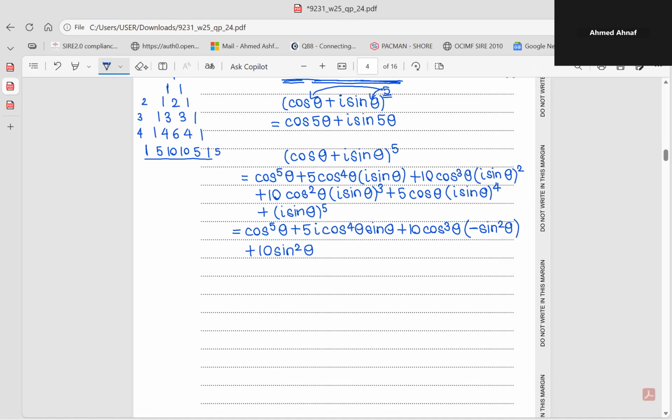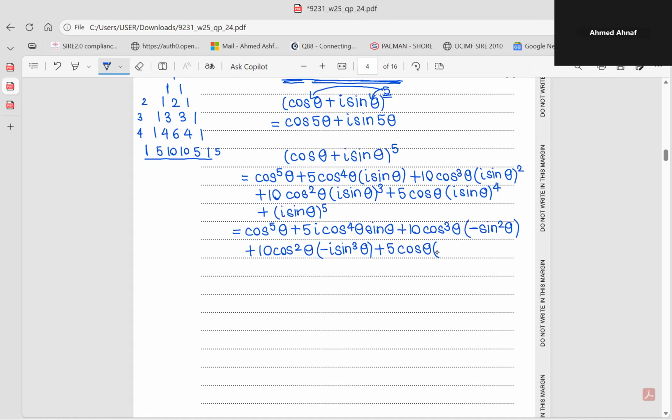Not sine, cos. Cos square theta. i sine theta cubed, so that's the same as i cubed sine cube theta. So i cubed is i squared times i. So i squared is -1. So therefore it's the same as negative i sine cube theta plus 5 cos theta.